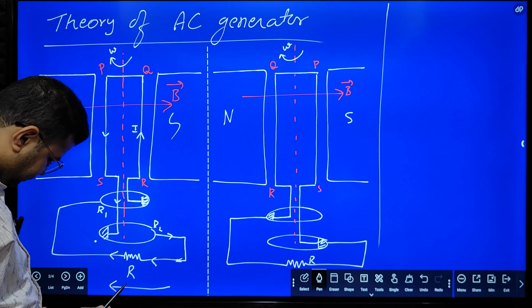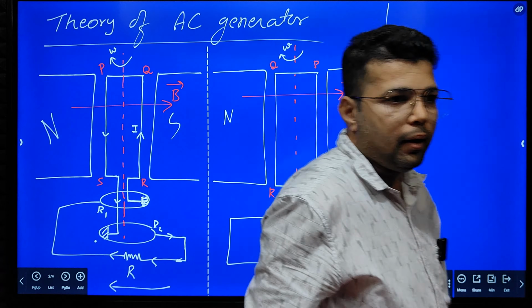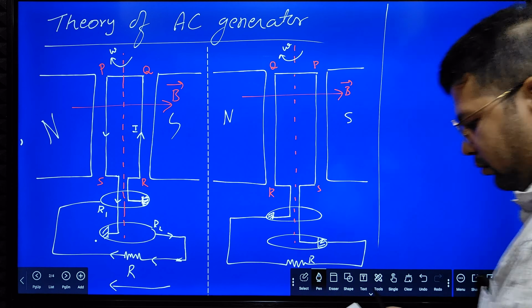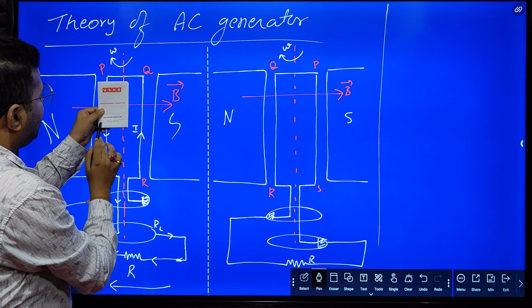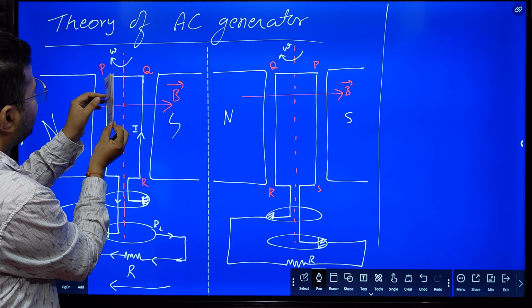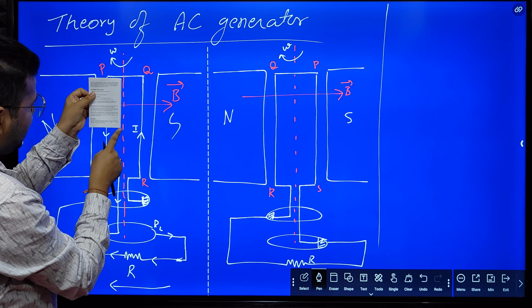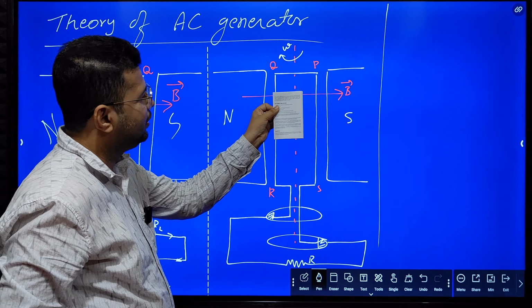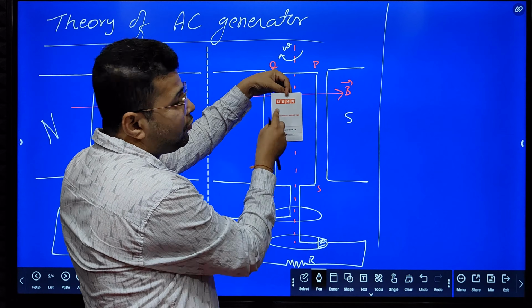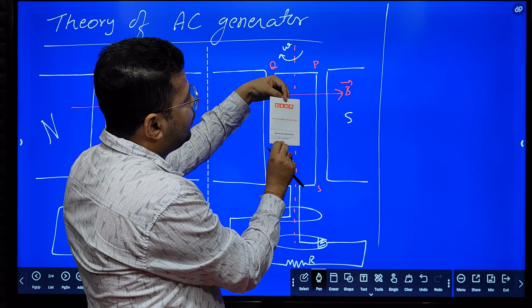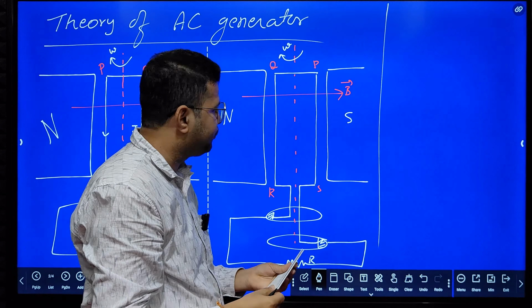You can visualize it. This is P, Q, R, S. After half rotation, P comes here, Q comes here, S comes here, and R comes here. Now again it should rotate like this. So now one complete rotation is over. After half rotation, this part is coming out.